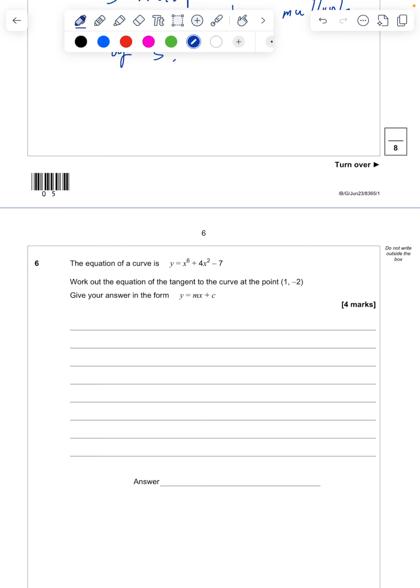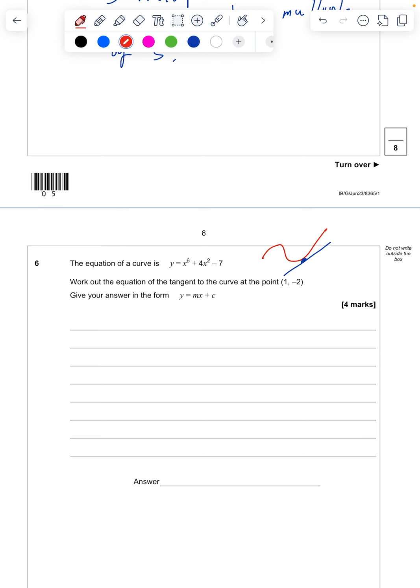So what the question is really asking for, this thing up here is some sort of curve like this. It could look like anything. Now let's just imagine that this is the point 1, minus 2 down here. Just a sketch. You want the equation of this line here. Now to get this, you need a couple of things. Well, the first thing is you need the gradient at this particular point. And to get the gradient from a function, you differentiate. Differentiating tells you the gradient at a particular point.